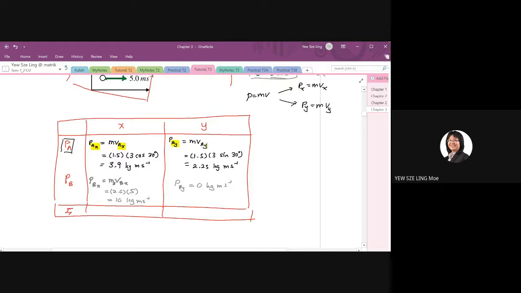So for AY, you use VAY. For BX, we use VBX. For AX, you use VAX. Done. So now that you have all of them, yes.